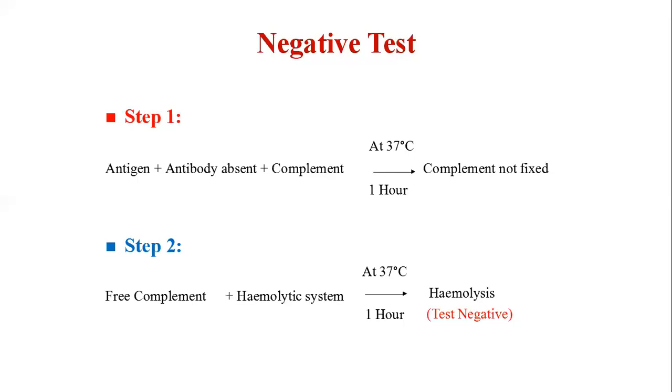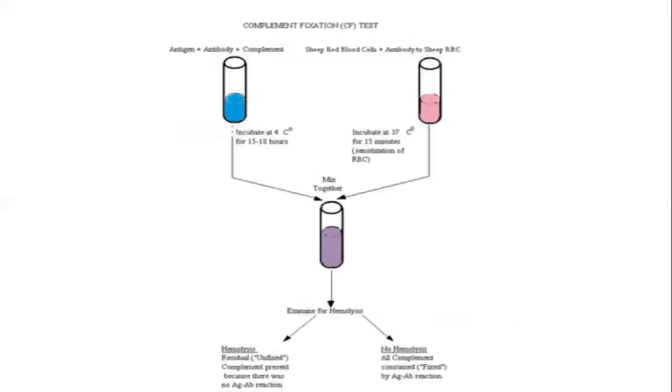So here the hemolysin will interact with the free complement that has not been fixed with the antigen and antibody, because the antibody is absent here. So the hemolytic system will function with the action of the free complement, and hemolysis occurs. So if there is hemolysis after incubation of 1 hour at 37 degrees centigrade, then we can say that this test is negative. So this is how the complement test is performed.